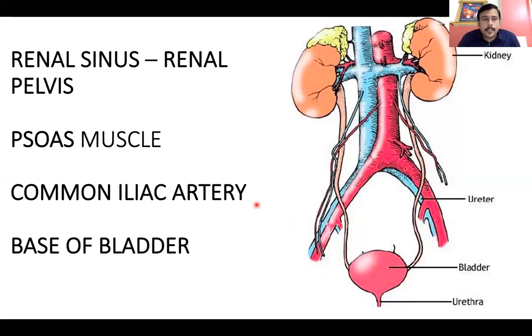So basically, there are 4 different structures to be remembered in the course: the renal sinus, where the renal pelvis begins, and it moves on the psoas major muscle, crosses the common iliac artery and reaches the base of the bladder.